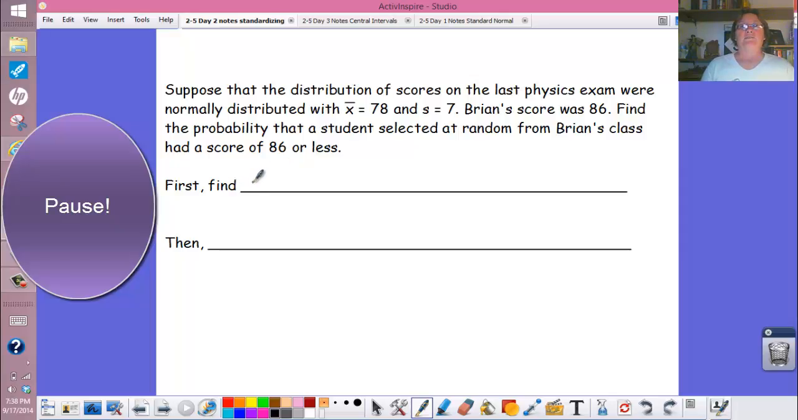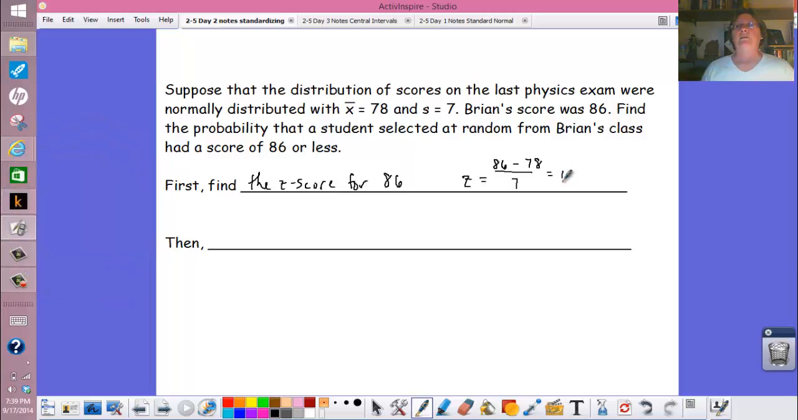First, we have to find the z-score for 86. I'm going to ask you to pause the video and do that right now. That's around 1.14. Once we know the z-score, we have a z-score of about 1.1, so it's out in here somewhere, roughly, and we're asked to find the probability of landing there or less. So our probability statement is going to look like this.